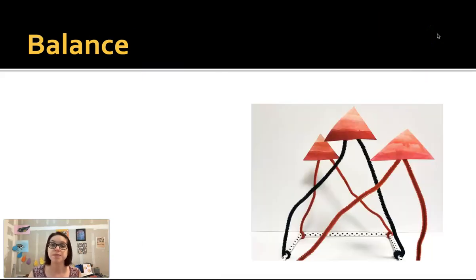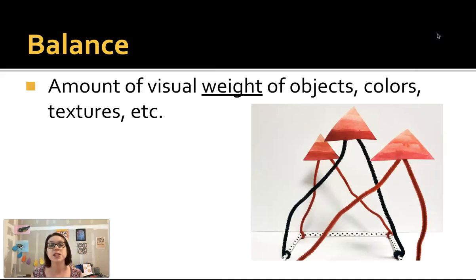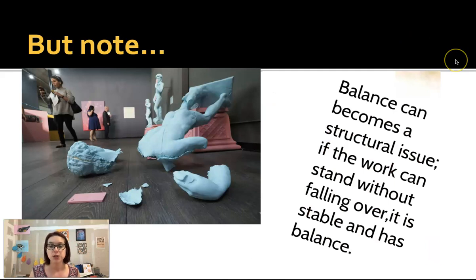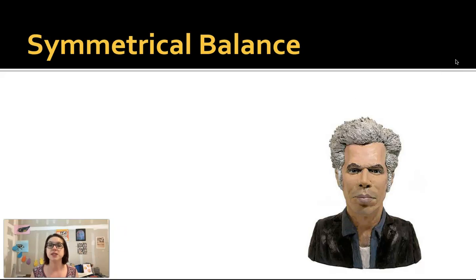Our next word is balance. So this is the amount of visual weight of objects and colors, textures, sizes, forms. Now, when we think of balance, visually, it's not just physical balance, it's visual balance. So yes, your artwork could have physical balance or not, where it falls over, right? That means it's physically unstable. But what we're talking about here is visual balance.